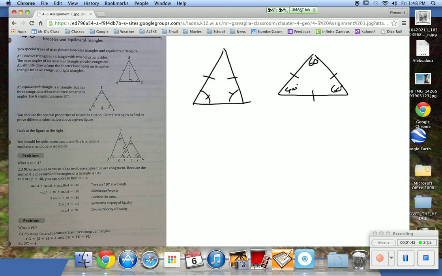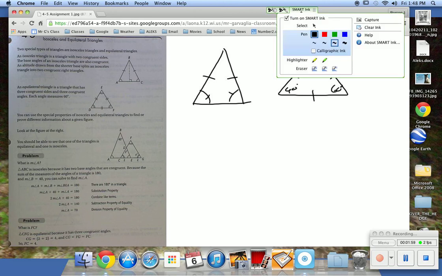Those are the two common things you have to know about equilateral triangles and isosceles triangles. If you know those two, you should be able to figure out the problems that are going to be handed to you here.